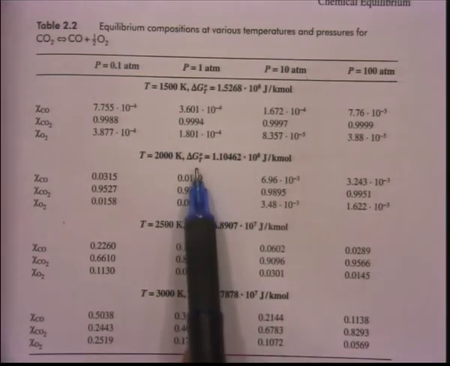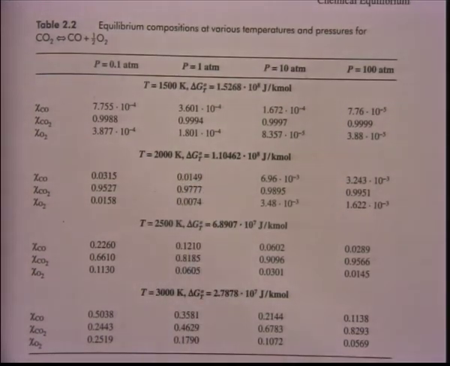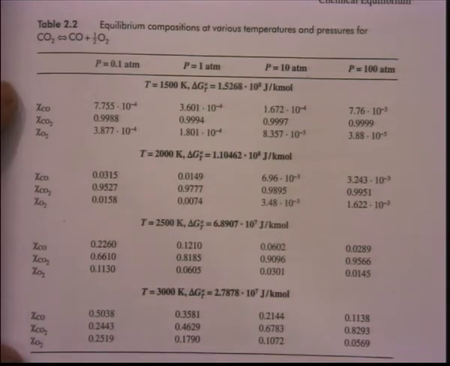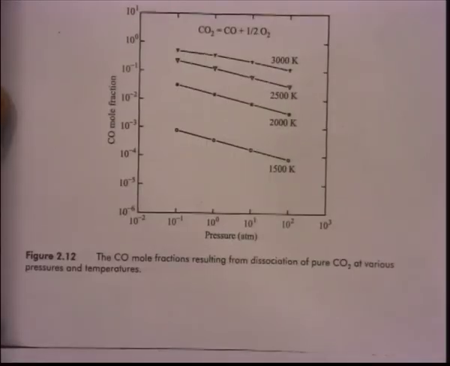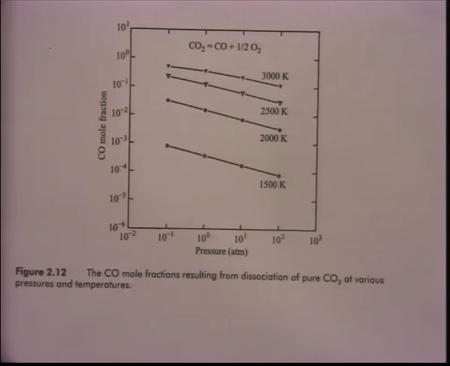If you go to a temperature of 2000 Kelvin, this delta GT naught number has already changed. So, it is dependent on temperature. All right. So, you can do all these calculations at various pressures and temperatures and get all this data, and this same data of course becomes much easier to interpret if you look at a plot. The same thing in a plot, and what is plotted is CO mole fractions at various temperatures. So, you can see various isotherms there, 1500 Kelvin, 2000 Kelvin, 2500 Kelvin and 3000 Kelvin, as a function of pressure.